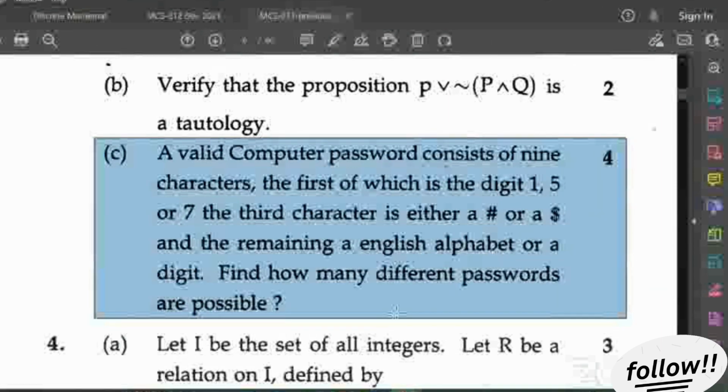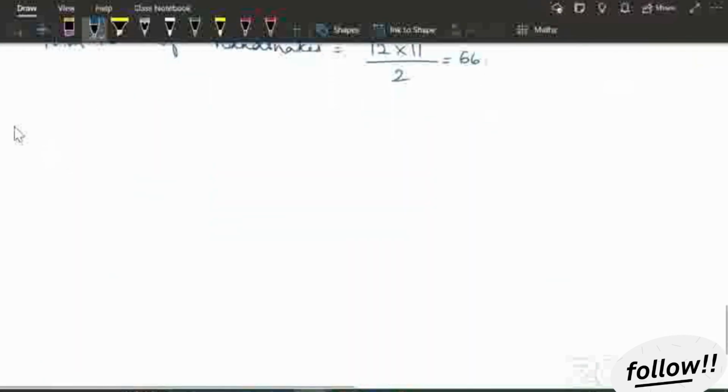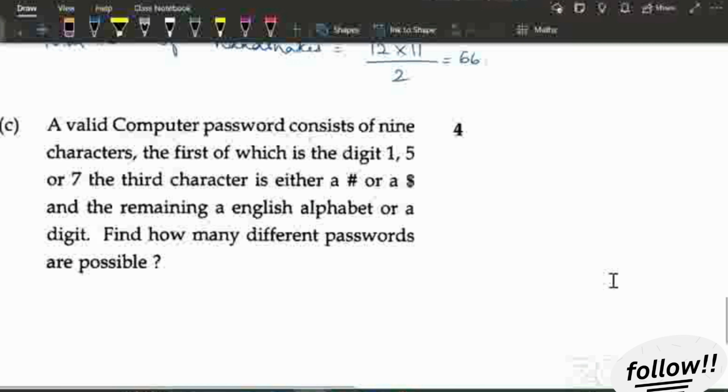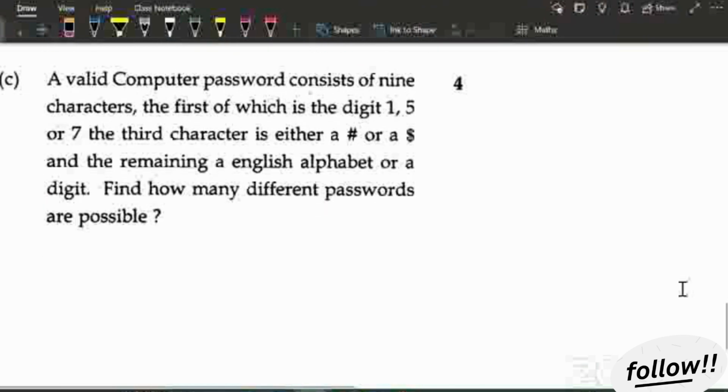Please note, this is not a combination based question, it is a permutation based question. This was also asked in December 2011. A valid computer password consists of 9 characters. The first of which is a digit, 1, 5 or 7. The third character is either a hash or a dollar, and the remaining are an English alphabet or a digit. Find how many different passwords are possible.